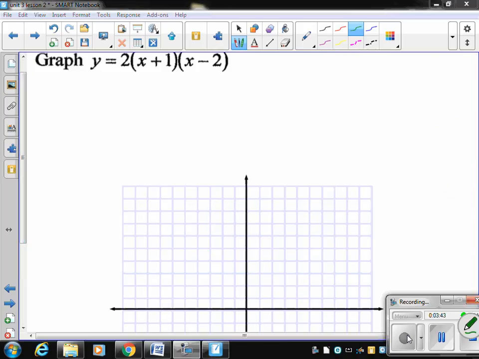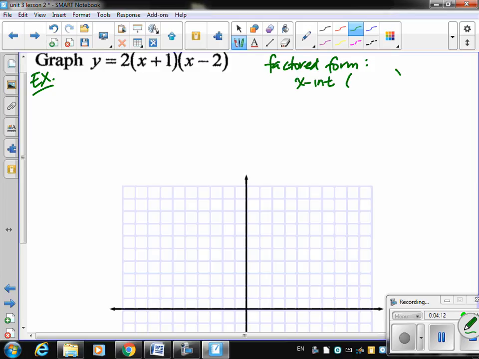For the second example, we have been asked to graph y equals 2(x + 1)(x - 2). So I want to have some key features in order to put marks on my graph and then fill in the curve later. So I see this form is in factored form, and it's going to be able to tell me where my x-intercepts are. So my x-intercepts are where y is 0. There is potentially 2 of them, not always. We know that from the first unit.